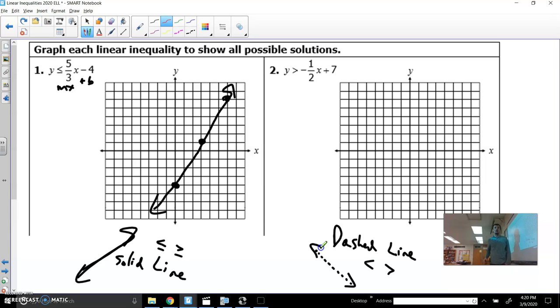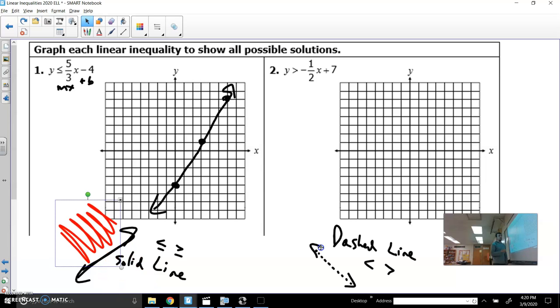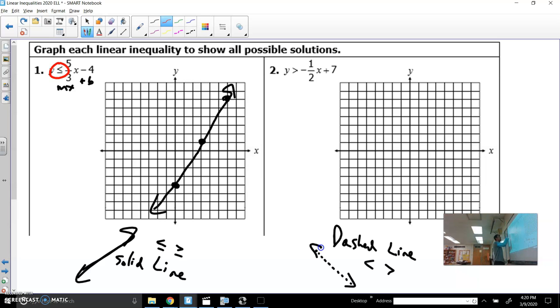So the second part is, where do you shade? Do you shade above the line or do you shade below the line? Well, it really depends on the inequality in the problem. And so this one here is the less than or equal symbol. And so the or equal part we have, it's solid, meaning any point on that line is a solution, but less than, we need to go lower than the line.